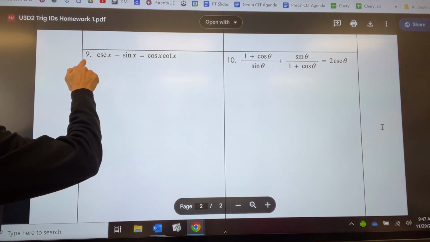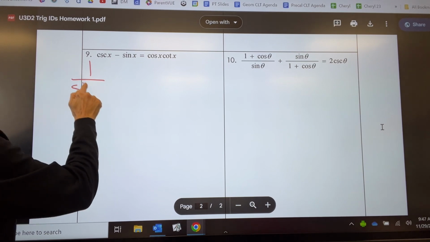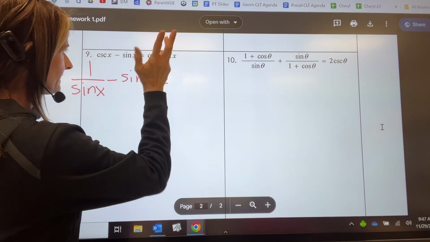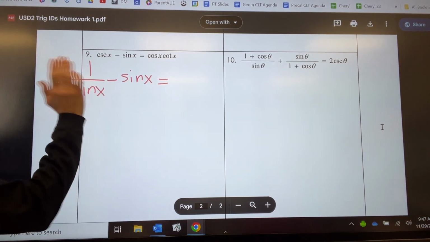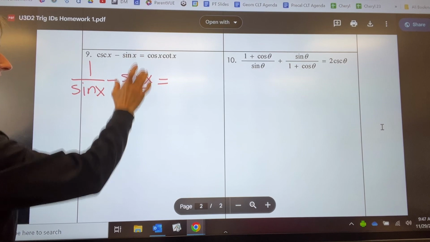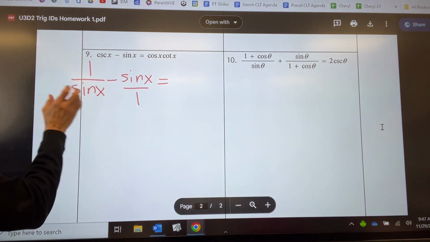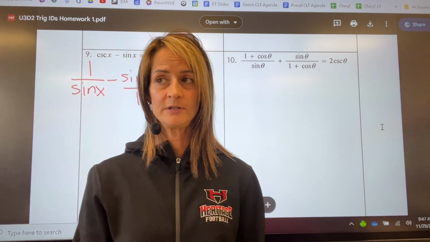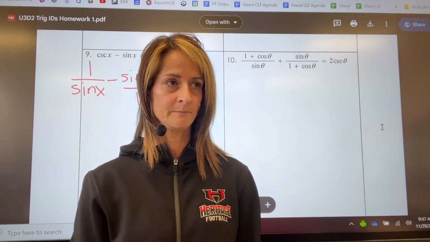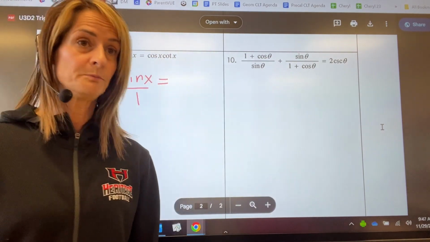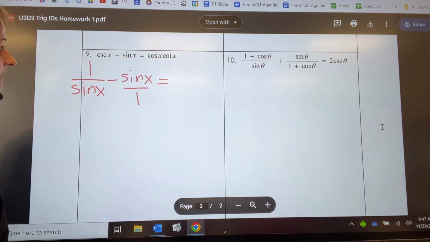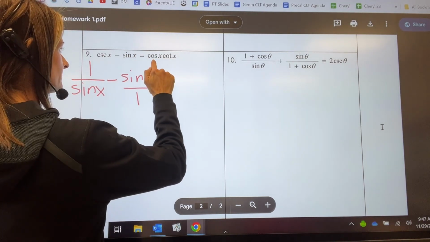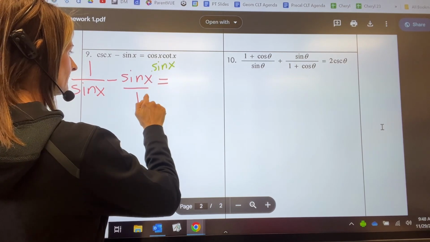I'm gonna write cosecant as 1 over the sine of x, and this is minus the sine of x. And then take a look at it, put my equal sign. Now I notice, this is like the sine of x over 1. So this is a fraction over 1, and this is a fraction with a denominator of sine of x. I can't add those two fractions because they have different denominators. I'm going to have to make the denominators the same. So to do that, I'm going to multiply this fraction by sine of x over sine of x. And I'll do that in different colors so you can see it. So sine of x times sine of x.